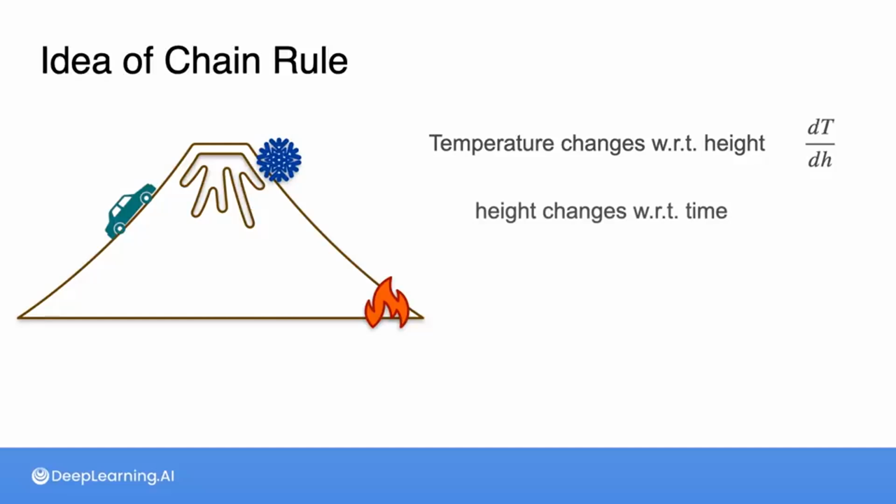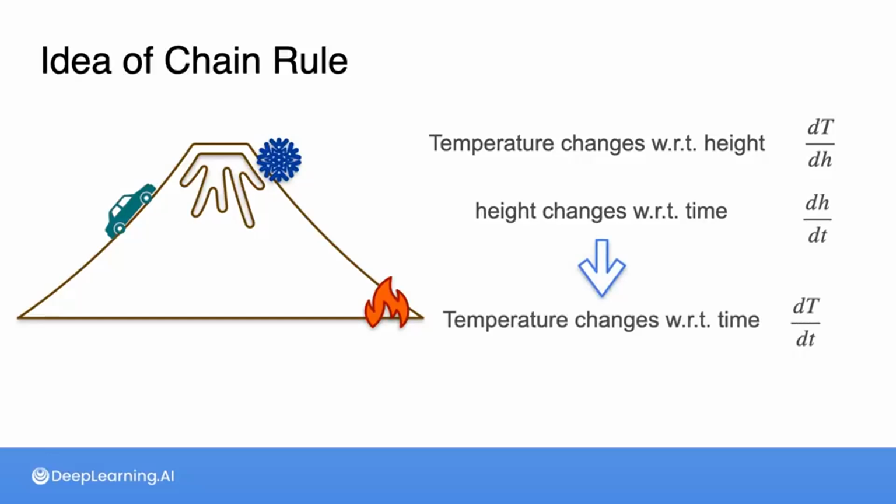But also, as time changes, you drive up the mountain. So therefore, the height changes with respect to time. And lowercase t keeps track of time, so the rate of change of height with respect to time is dh over dt. Now notice that as time passes, you drive up, and as you drive up, it gets colder. Therefore, temperature also changes with respect to time, and the rate of change is d capital T over d lowercase t. And what the chain rule says is that you can find the third one from the first and the second. So if you know d temperature over d height and d height over d time, then their product is d temperature over d time. This is pretty much what chain rule says.